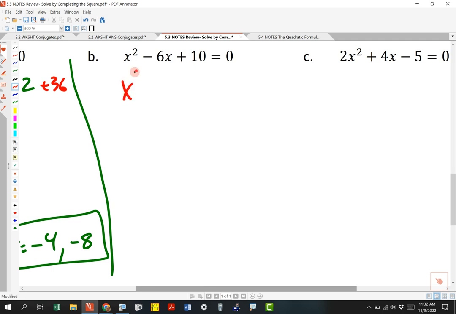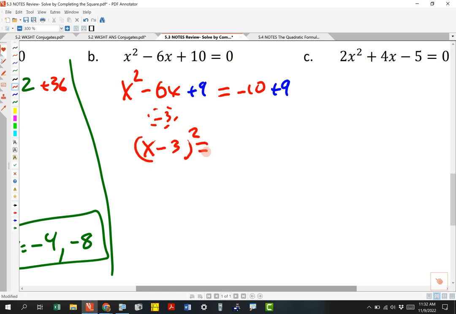Move the 10. Half the middle coefficient. Square that, put that on both sides. Perfect square. We just made a perfect square. That was the whole point of what we were doing. We get a negative 1 over there.